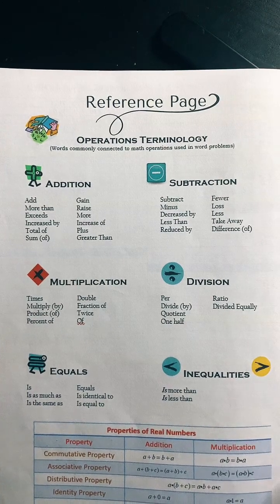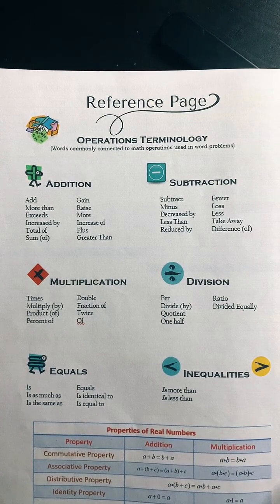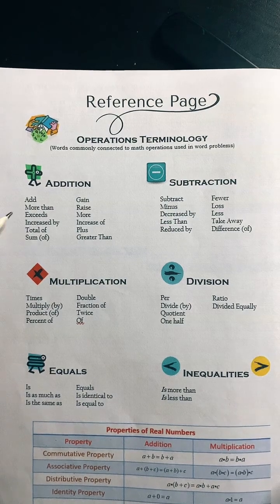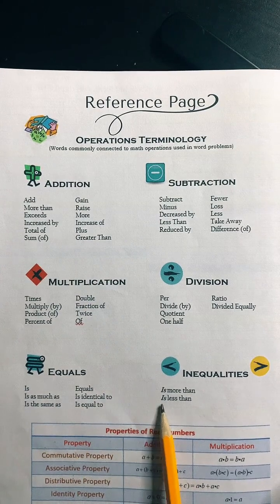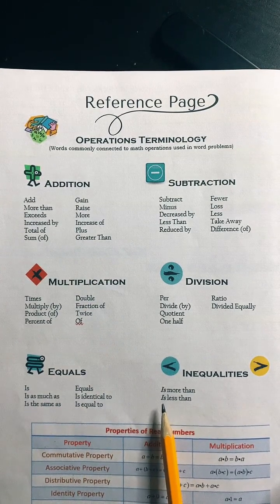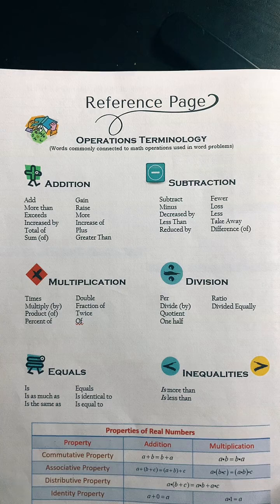Okay, so the terms that are used for addition. So you add, more than, exceeds. Now, more than and less than, a lot of people get mixed up with inequalities. Inequalities have the word is in front of more than and is in front of less than. That's how you can tell the difference. Okay. All right. Let me know if you got it.